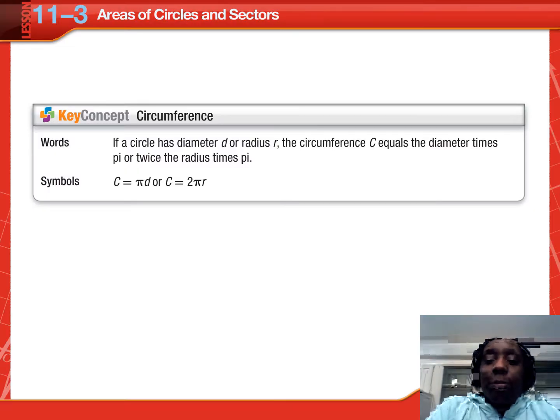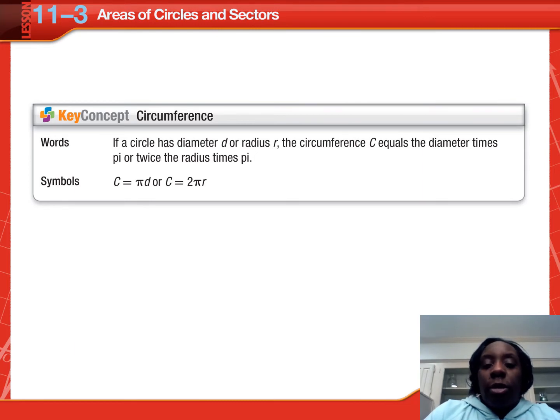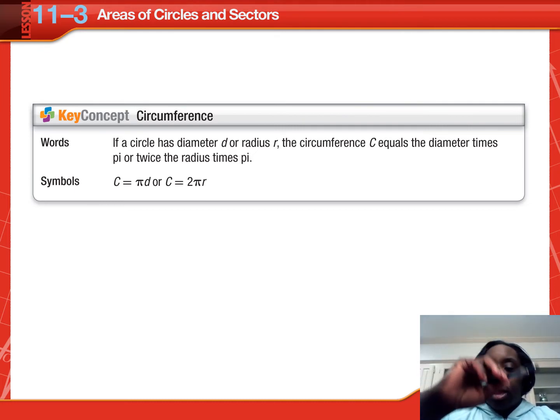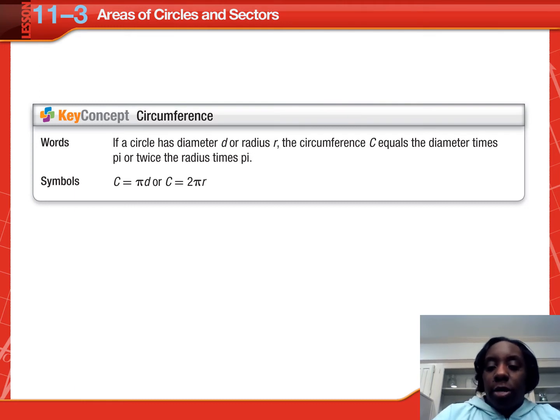Here we go. All right, so the formula for circumference is C equals 2 pi r, or pi d. Now remember, the circumference of the circle is the length around the circle. If I cut the circle and just stretch it out like a string, it would be that length measured. That's what the circumference is.